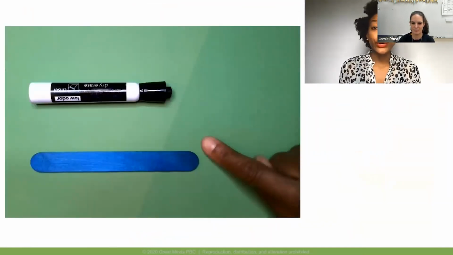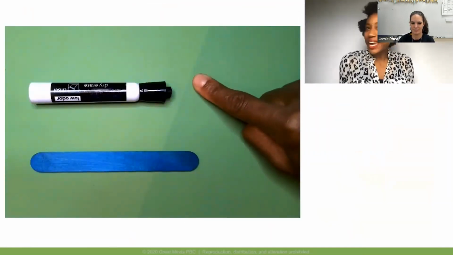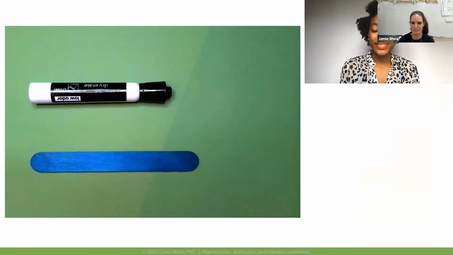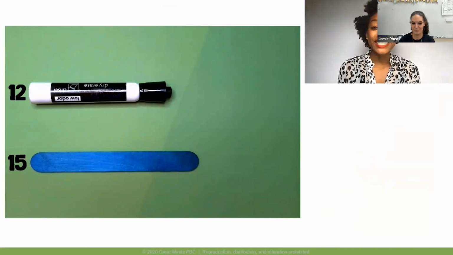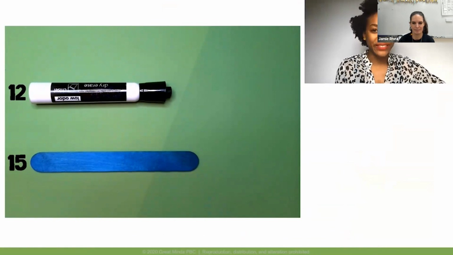Mrs. Curry chose a craft stick, and I chose my favorite dry erase marker. My dry erase marker was 12 centimeters long. Mrs. Curry's craft stick is 15 centimeters long. Mrs. Curry said she got 15 points because hers was 15 centimeters longer than mine. Let's lay the centimeter cubes down and compare to see how many points she should have gotten.